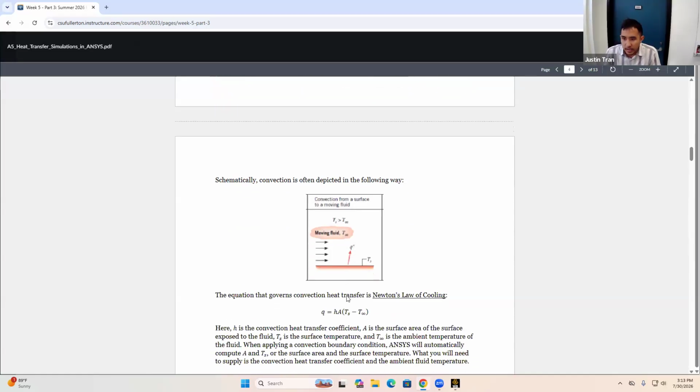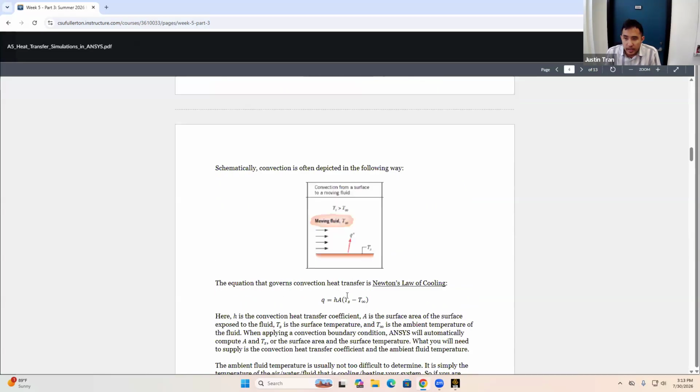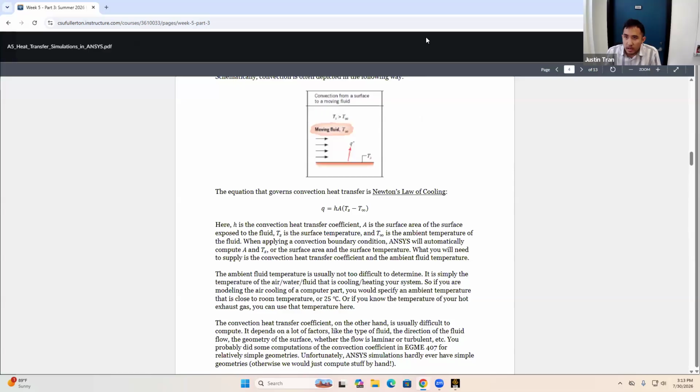And so we can apply this as a boundary condition in ANSYS as well. The main equation to worry about with convection is this one right here, where Q is the convection heat loss. And so you can see the convection heat loss is dependent on the difference in temperature.